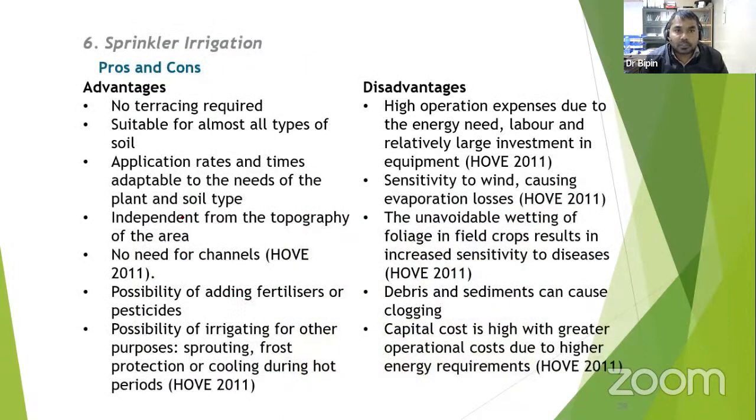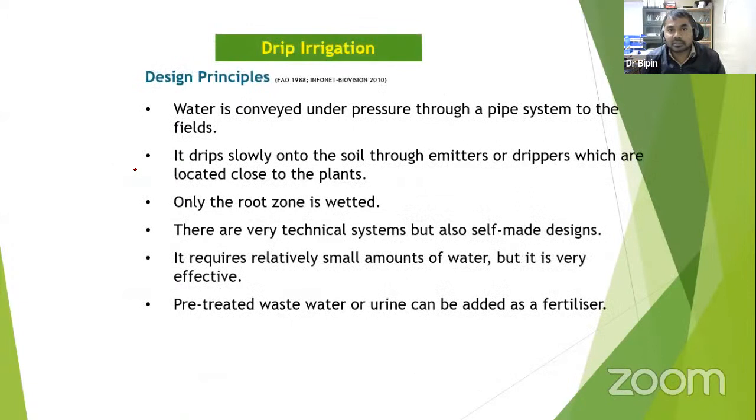So there are pros and cons of the sprinkler irrigation. I already covered this when I was explaining the sprinkler system. The advantage is that you can use it anywhere, like on undulating land. The main disadvantage is that it requires high cost, because you need a motor and some initial investment, and for a small plot it is still not feasible. But, as I told you, it is very efficient for undulating land.